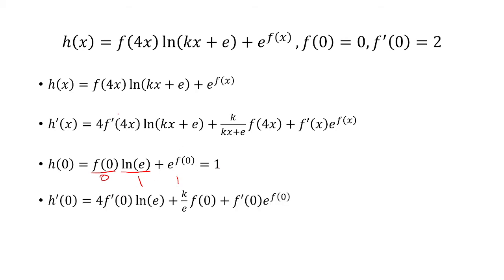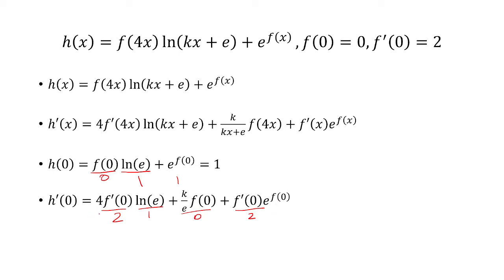Now plug in x equals 0 in for the derivative. So we're left with 4 times f prime of 0 times ln of e plus k over e, because here x is 0, so kx disappears, times f of 0, plus f prime of 0 times e to the f of 0. f prime of 0 is given to us as 2, and ln of e is 1, and then f of 0 is 0, so this whole thing is 0. f prime of 0 is 2, and then e to the f of 0 is just 1.